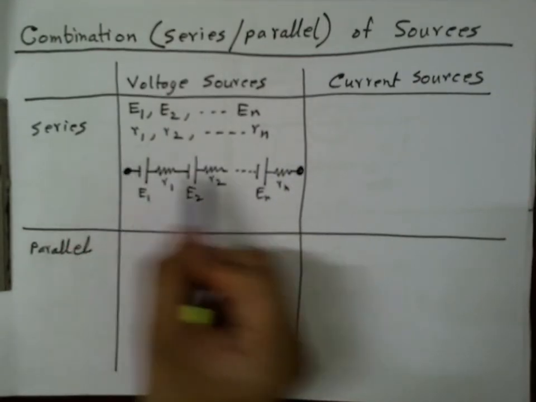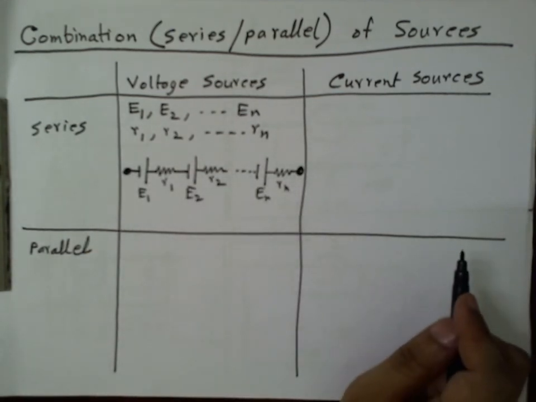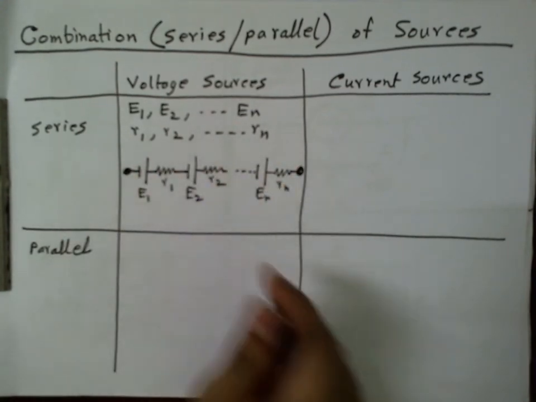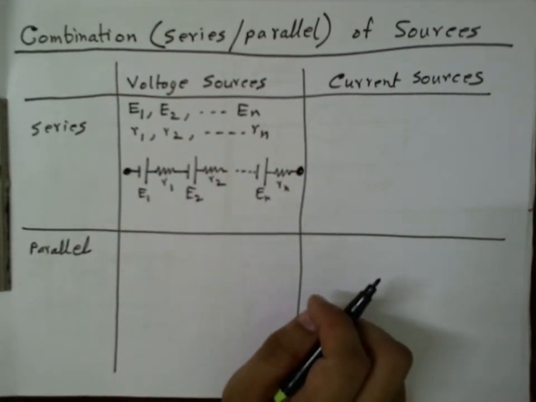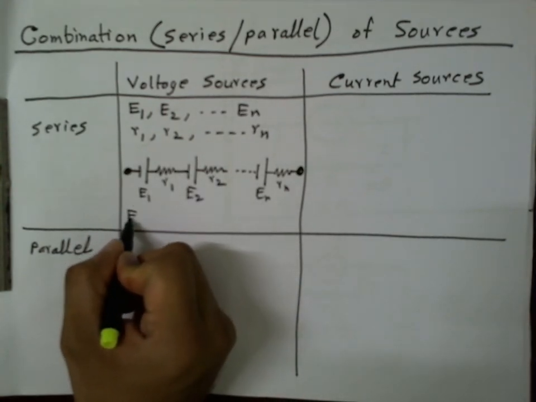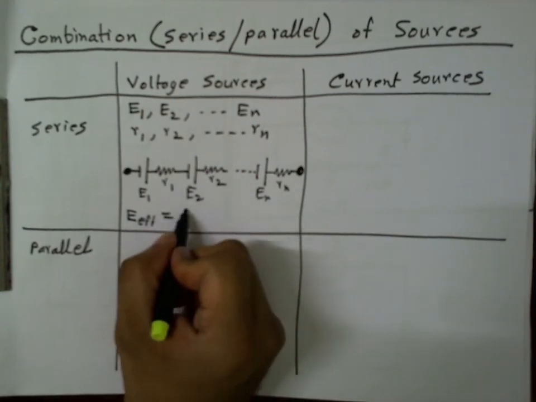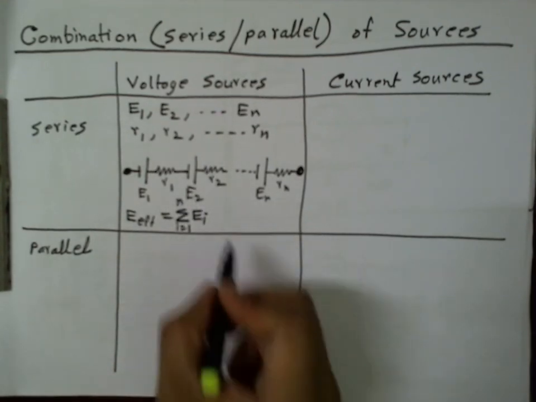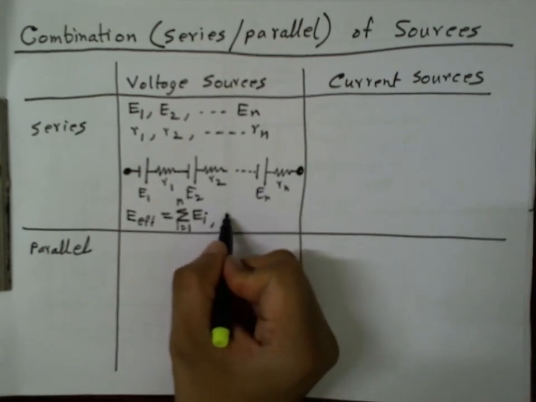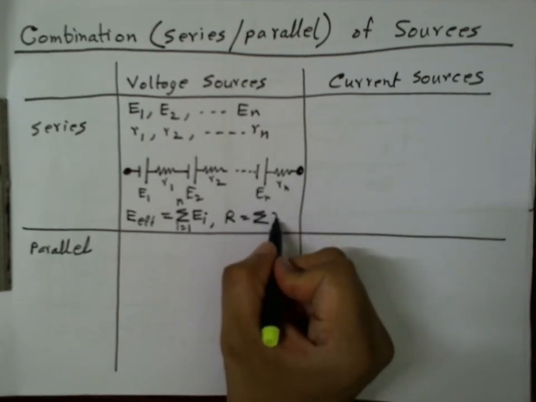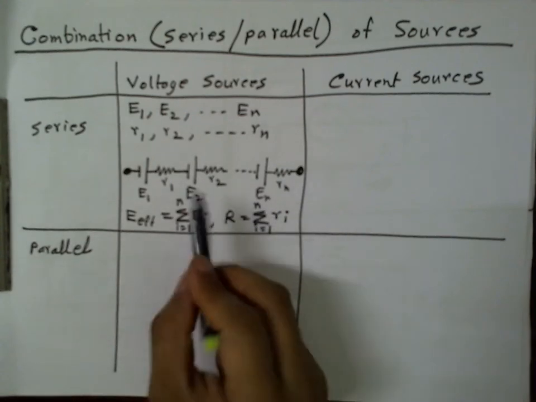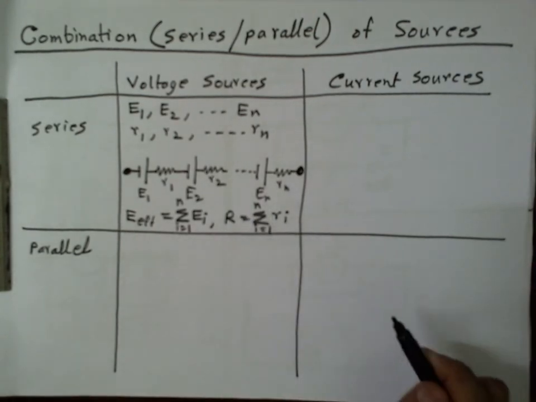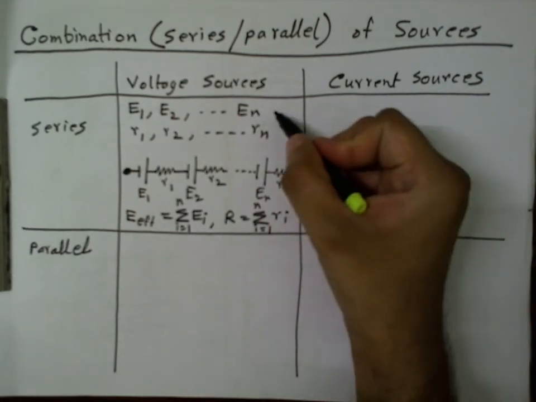Now the question is, what is the effective EMF across these two terminals? And what is the effective resistance as seen between these two terminals? In this case, the answer is known to all of us: the effective EMF E effective will be equal to the sum of all Ei, i equal to 1 to N, and the resistance R will be equal to the sum of all internal resistances, i equal to 1 to N, because all the resistances are in series and all the voltage sources are in series. So this is quite straightforward. Okay, so this is very simple.